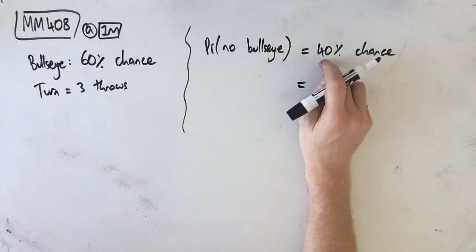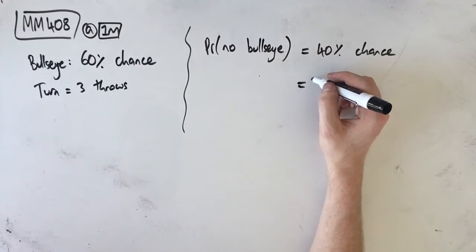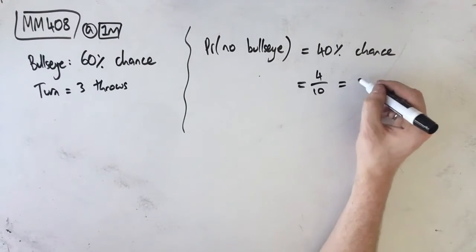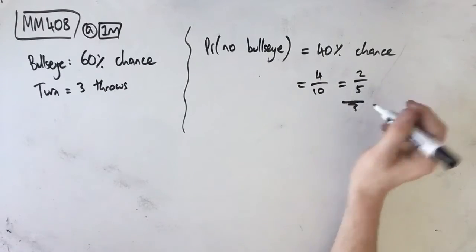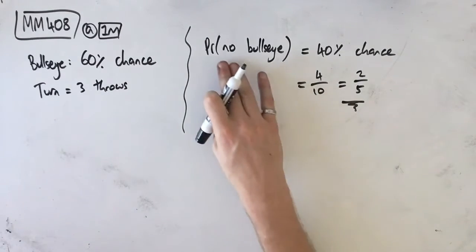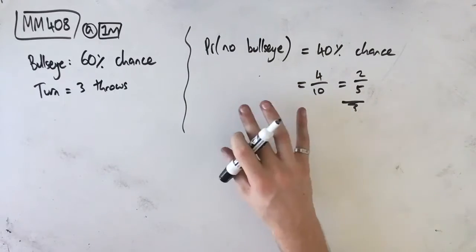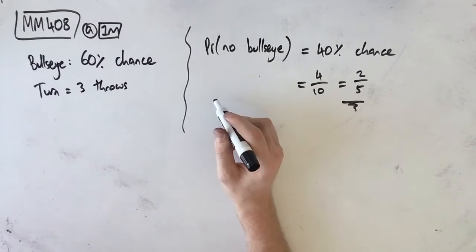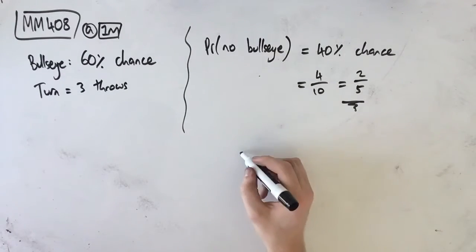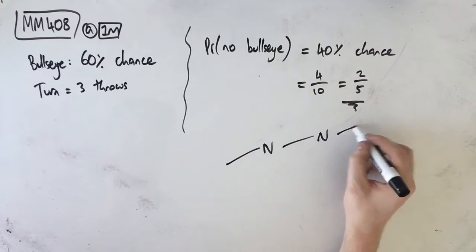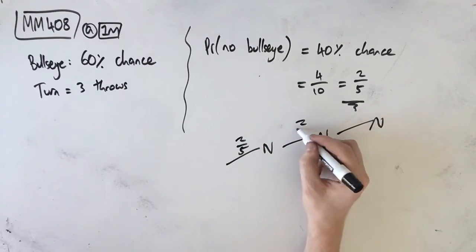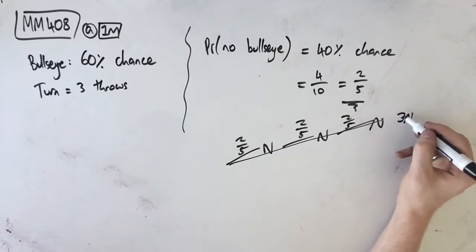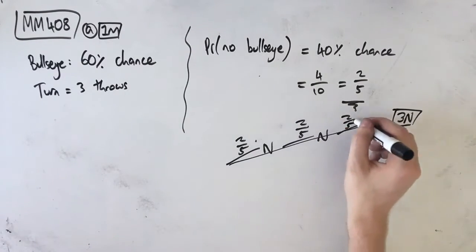So 40% in terms of a fraction, which is what I would advise changing it into because we don't have a calculator, is 4 on 10, which is 2 on 5. So the probability of not getting a bullseye in one shot is 2 in 5. Which means the probability of not getting a bullseye 3 times in a row is: not a bullseye, not a bullseye, not a bullseye. Each one has a chance of 2 in 5, so the whole path is 2 on 5 times 2 on 5 times 2 on 5.